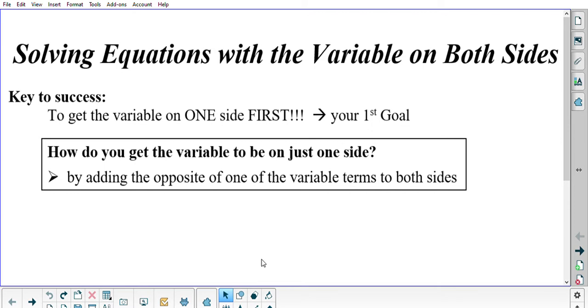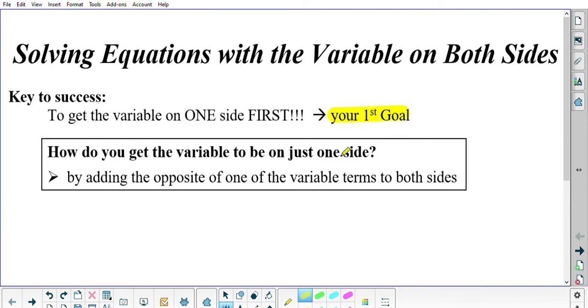Hello everyone, this is Mr. Underkoffler, and today we're going to be looking at the guided notes called Solving Equations with the Variable on Both Sides. Our key to success is to get the variable on one side first. That is your first goal.